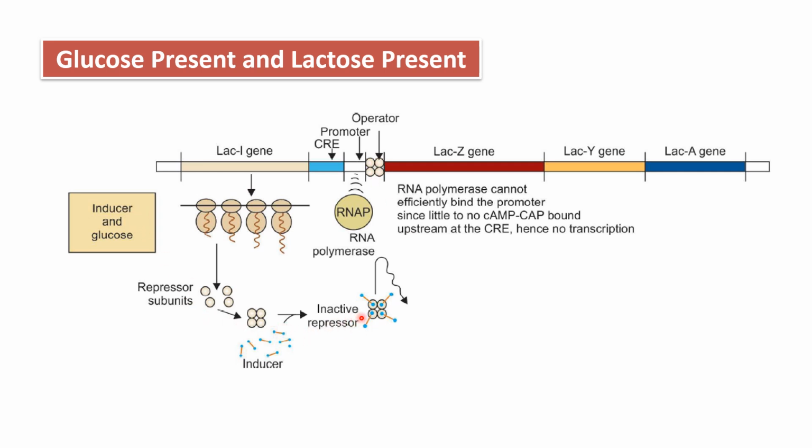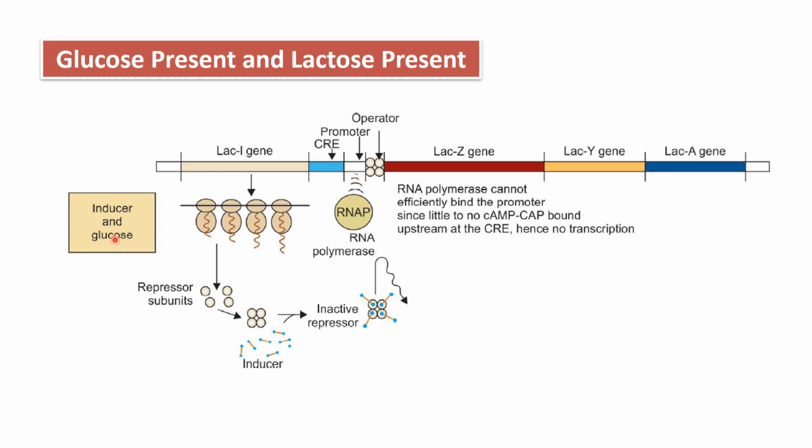It will bind to the repressor and inactivate the repressor. So what should happen? Ideally, the transcription should proceed. But in order for transcription to proceed, the RNA polymerase needs another thing, that is CAP, catabolite activator protein. So this CAP will bind with cyclic AMP to form a complex. This complex is essential for the RNA polymerase to efficiently bind to the promoter.